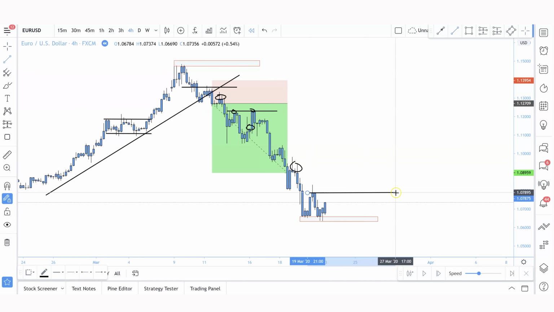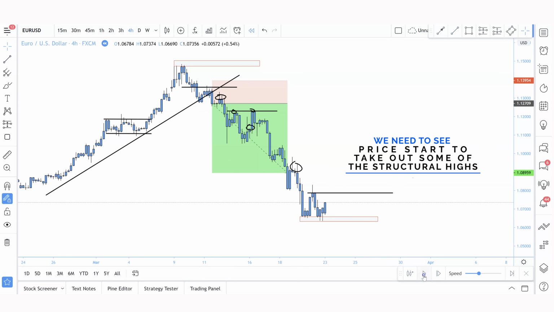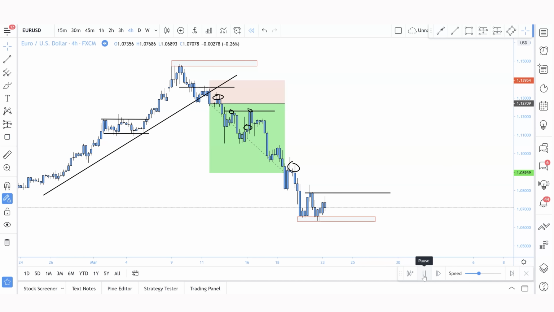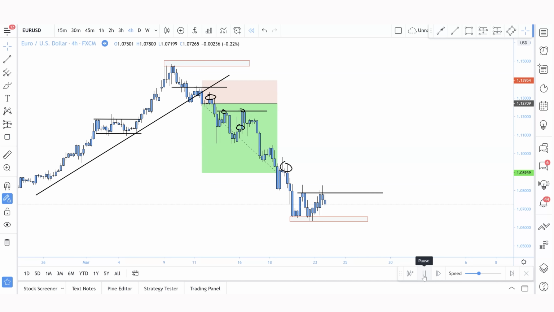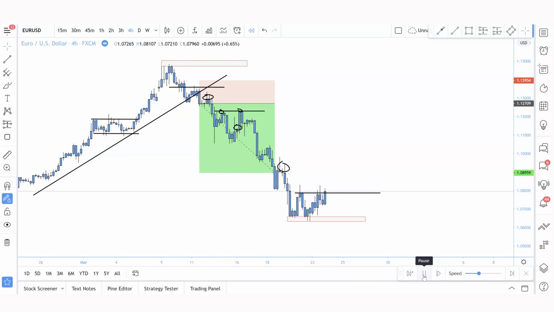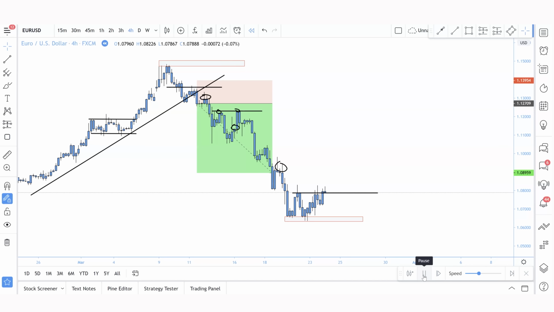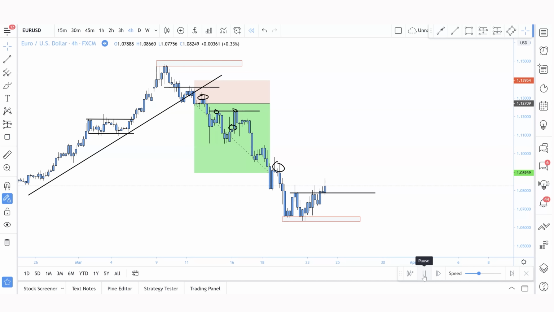Well, in order to continue this buy-buy structure or to identify this reversal and look for this buy-buy structure, we need to see price start to take out some of its structural highs. If it's able to take out some of its structural highs, then this is a strong sign that who's in the market? The bulls. If we continue to push to the downside and we break this structure, then that is a strong sign that the bears are still in control.